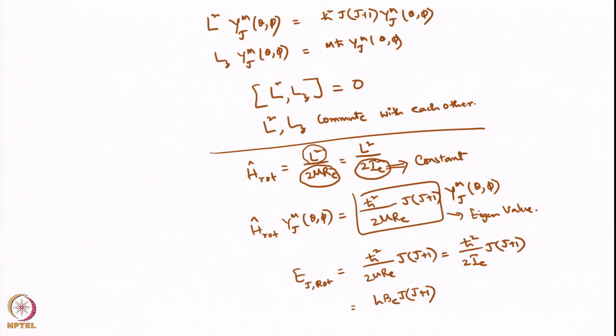Okay. Therefore, if I write like this, h bar square is h square divided by 8 pi square I_e, j into j plus 1. Now, if I remove h, then I am left with, so instead of h square, I can write h into 8 pi square. So, if I take this as B_e, then I will get this one. So, your B_e is equal to h by 8 pi square I_e.